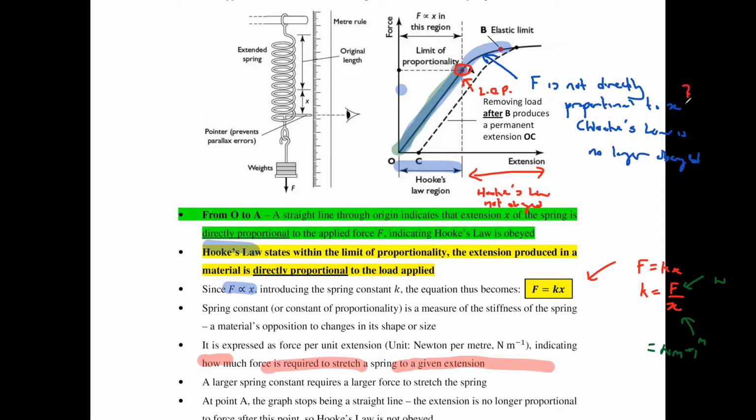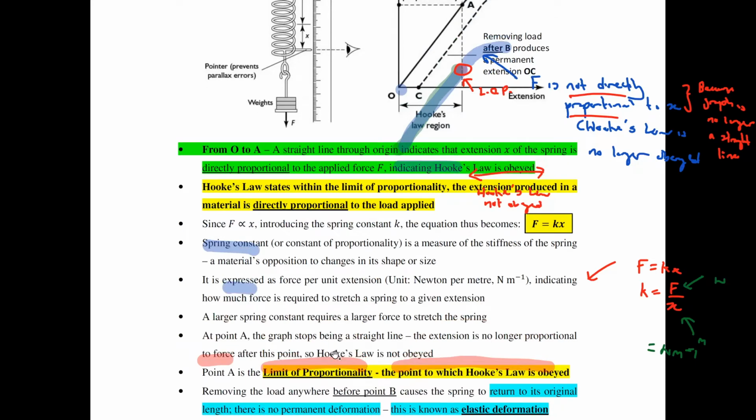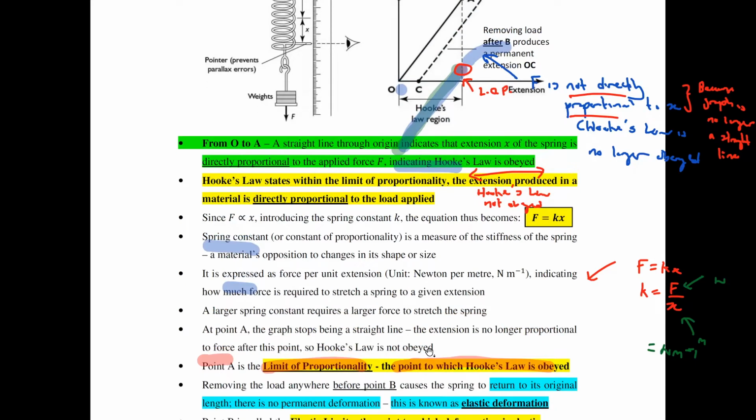Maybe if you want to, you can say that because the graph is no longer a straight line, we cannot say that F is directly proportional to x. F is not directly proportional to x. Therefore, Hooke's law is no longer obeyed. Okay, so that one covers proportionality.